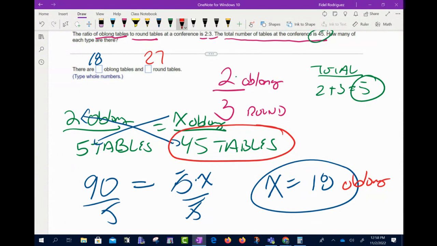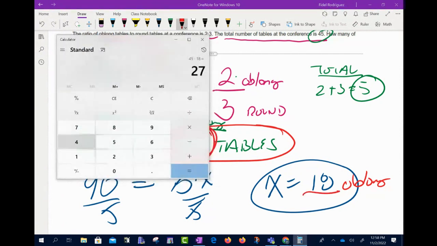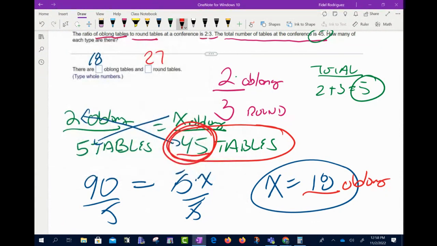I'm sorry, say it again. The 27? Because remember, there's a total of how many tables? 45, right? And if 18 of them are oblong, all I'm doing is saying, what's 45 minus 18? And there's my leftovers, right? The 27. Okay.